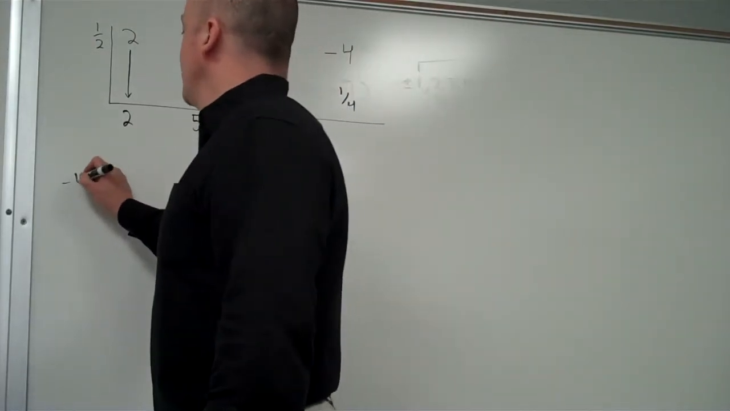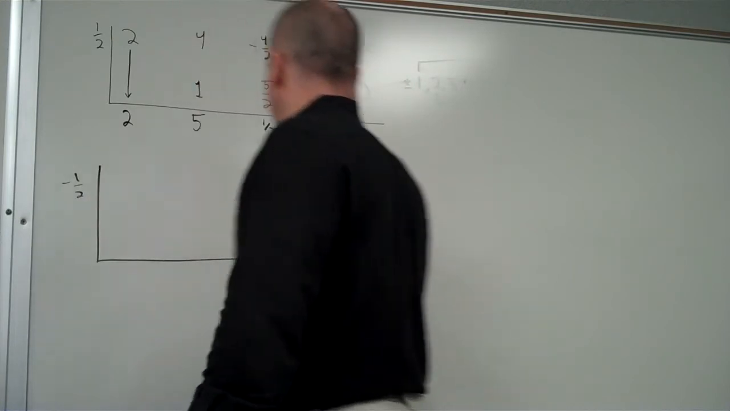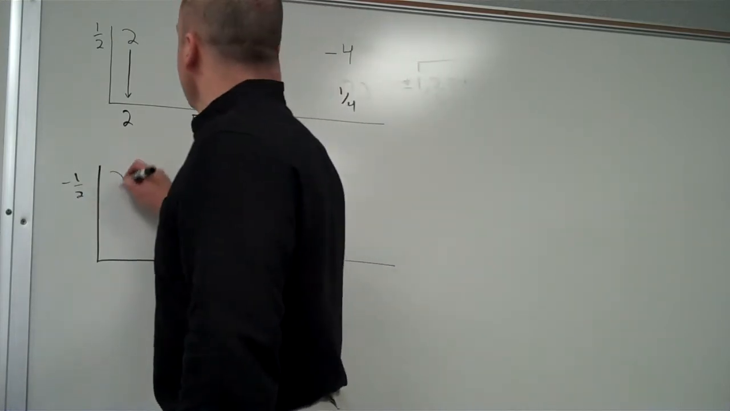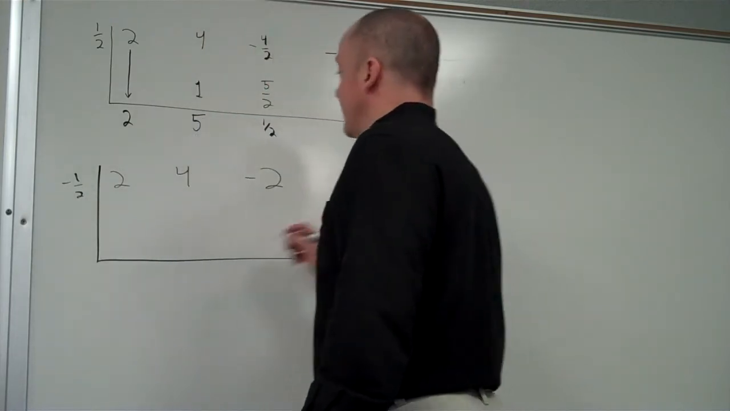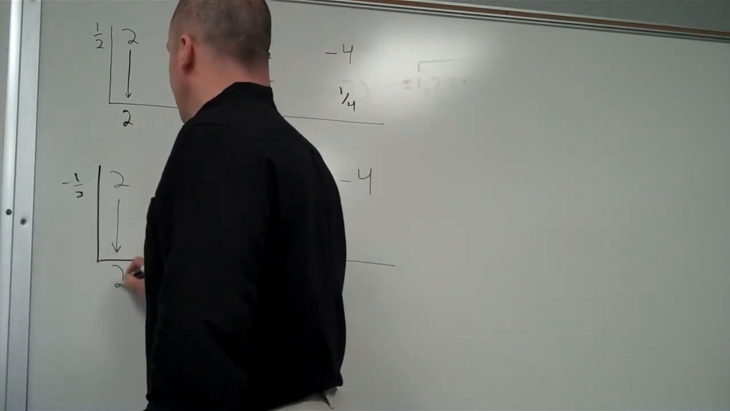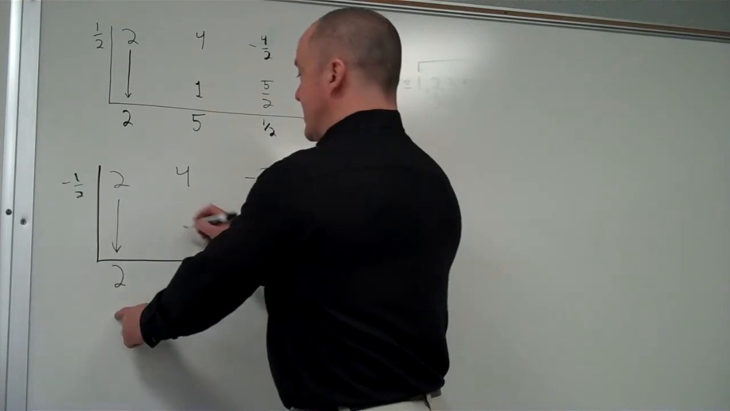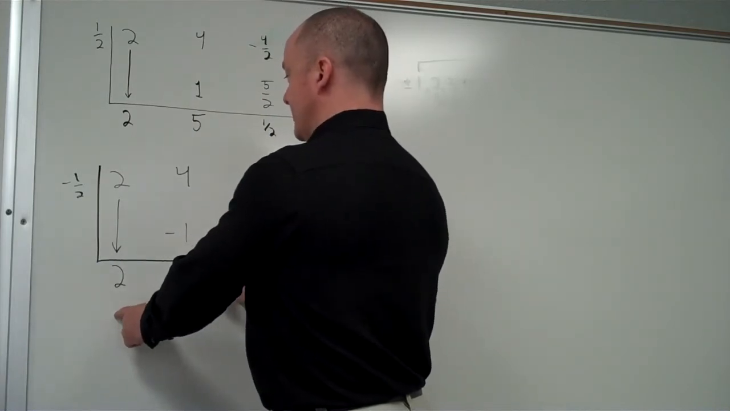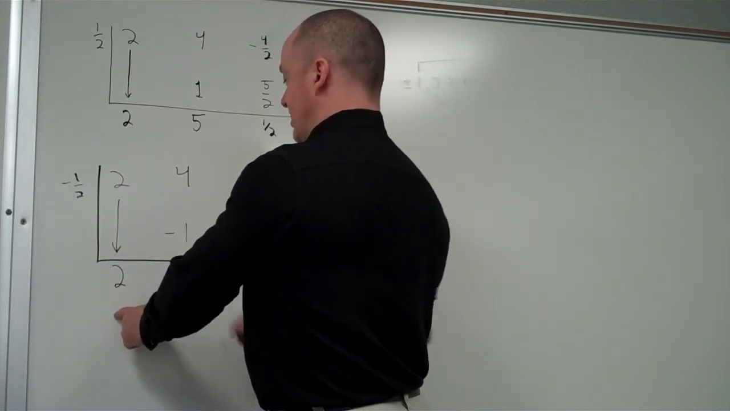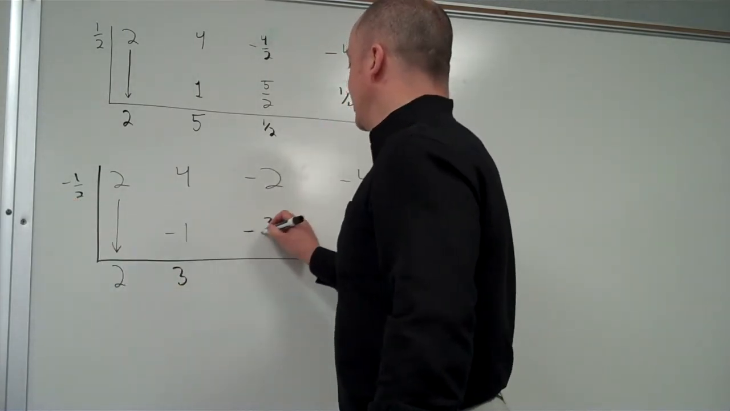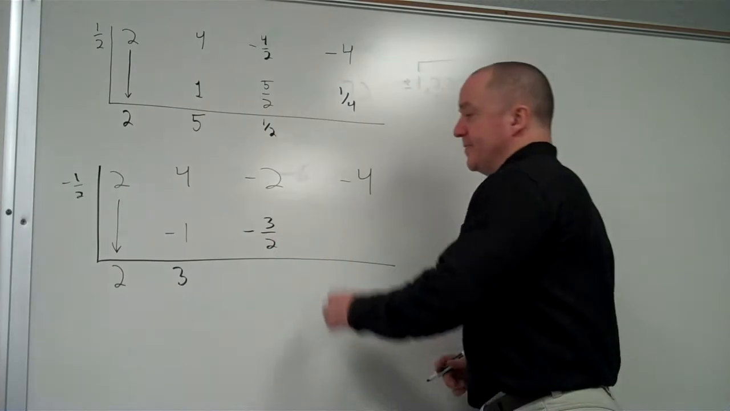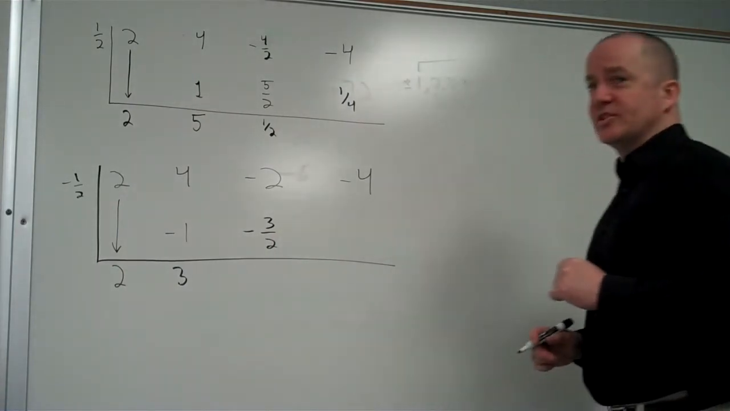All right, you want to try -1/2 now? Sure. And by want to, I mean we're going to. 2, 4, -2, -4. Bring down the 2. 4. This gets me a -1, right? Which makes this 3. 3 times -1/2 is -3/2. Bless you. Hold on. Questions at this point?